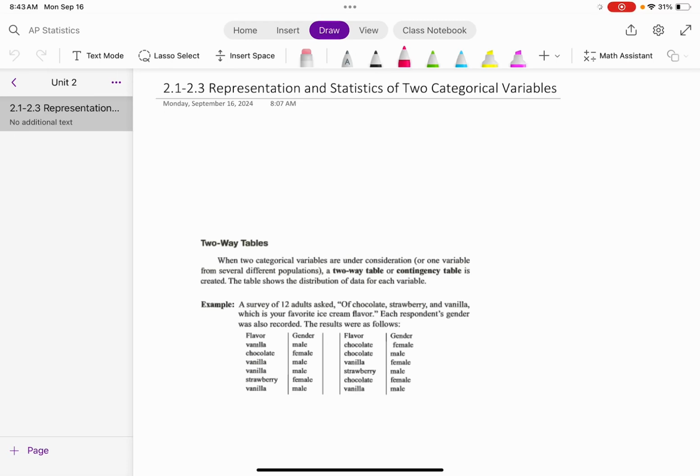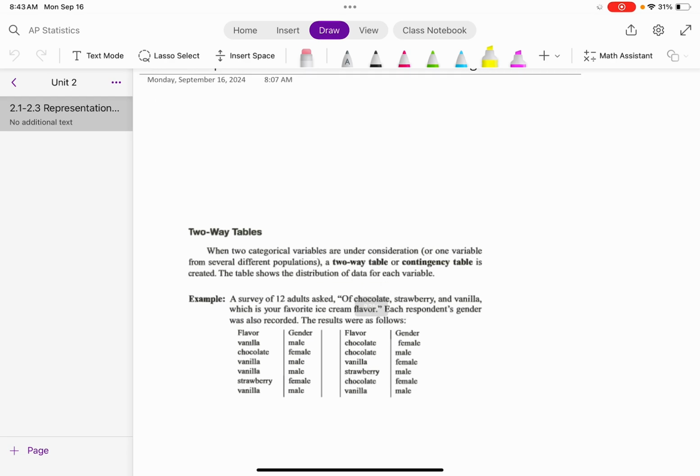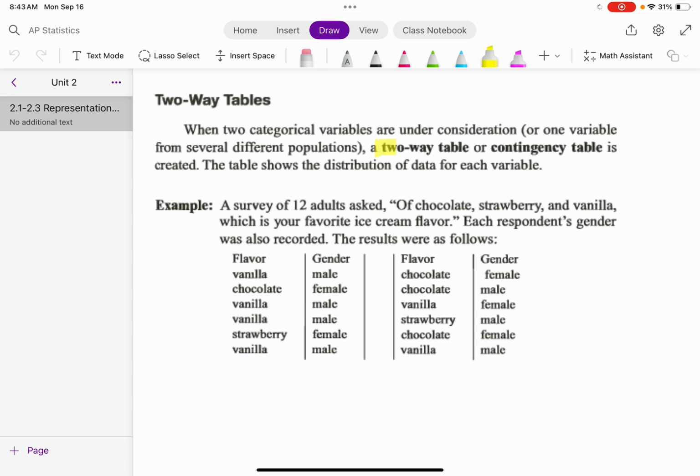Which is all about exploring two variable data. In chapter 1, we focused on one variable data and we made one-way tables. Today, we're going to be talking about two-way tables as a way to represent two categorical variables. Last time our categorical variable was ice cream flavor. Today we're expanding on that and we're tracking ice cream flavor with gender and how many males and females like each.